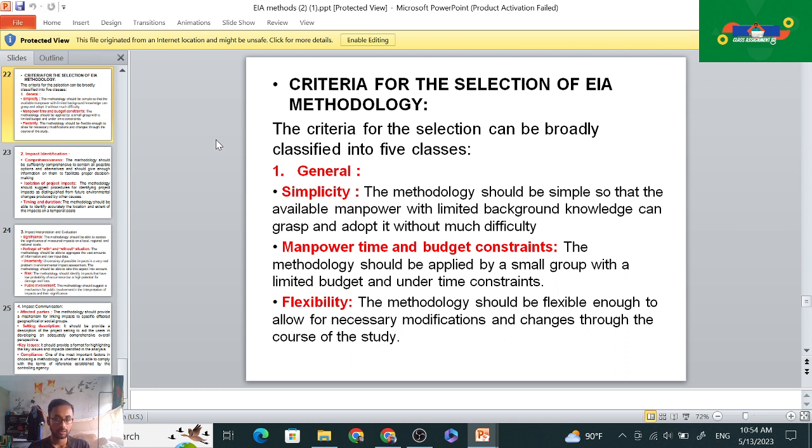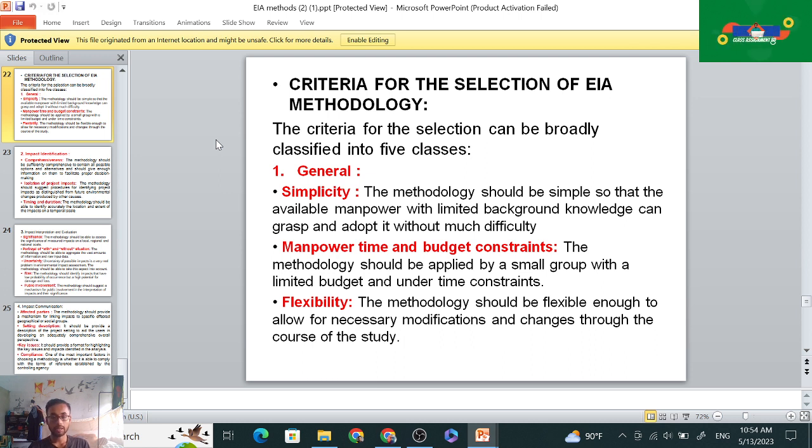Okay, so first of all, broadly classified, we can divide the criteria into five classes: general simplicity, manpower, time and budget constraint, and flexibility. So simplicity, what is simplicity? The methodology should be simple so that the available manpower with limited background knowledge can grasp and adopt it without any difficulty.